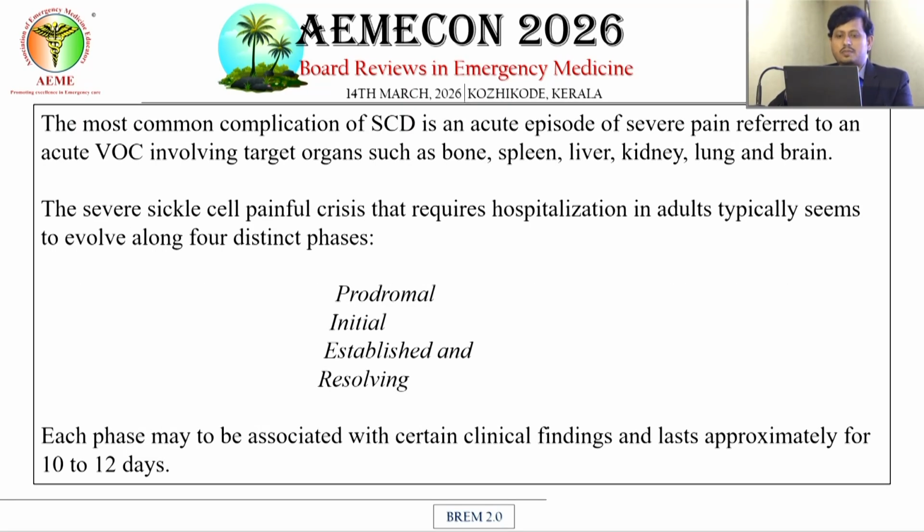So the most common complication of SCD is acute episodes of severe pain, referred to as vaso-occlusive crisis, which is our topic today. Mainly 4 stages of disease progression will be there if you are speaking about the VOC. One is a prodromal stage where we'll be having very minimal symptoms, then the initial stage, established stage, and resolving stage. Either resolving will be there or the patient may go into severe complications also. These symptoms will last for 10 to 12 days in hospital.